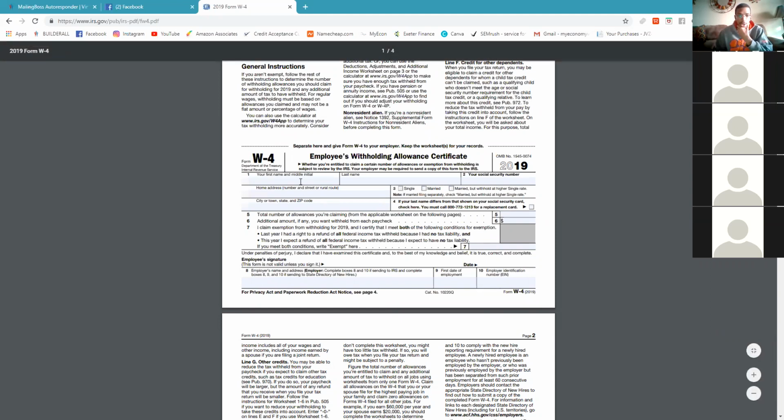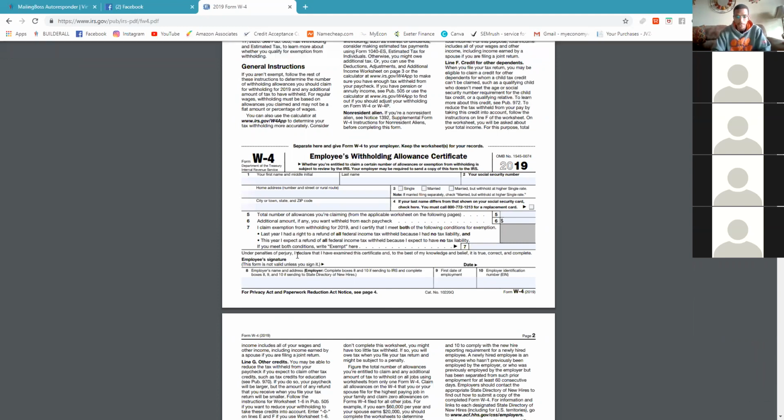your first couple lines are going to be your first, middle, and last name. Your second is going to be your social security number, and number three is whether you're single, married, or whatever. And number four is for if your last name differs from the social security card. All those personal questions, I'm not going to get into all of them, but these are the questions that you're going to be asked when you fill out this W-4 form.